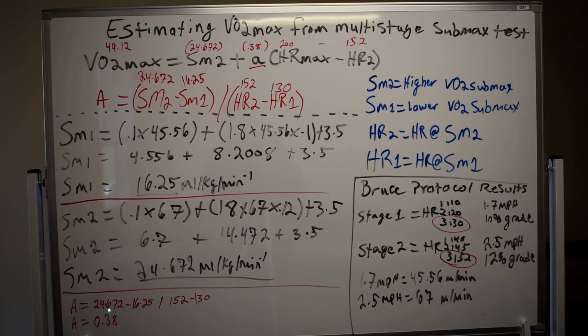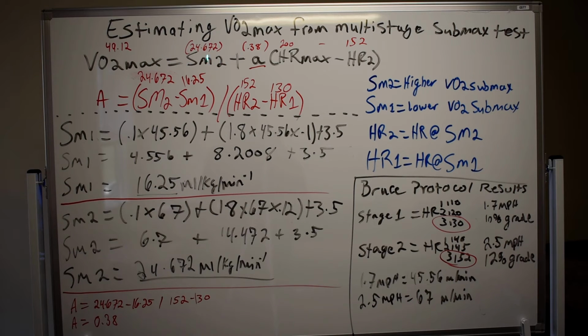Make sure that we do 24.672 minus 16.25 first. Make sure that we subtract heart rate 1 from heart rate 2 first. Then we will divide this number by this number, and it should be roughly 8 divided by 22. It would be somewhere in that range, and we should get a slope of 0.38. We now have everything we need to calculate VO2 max.